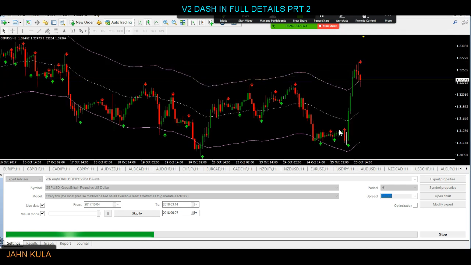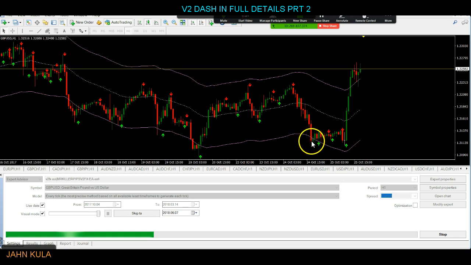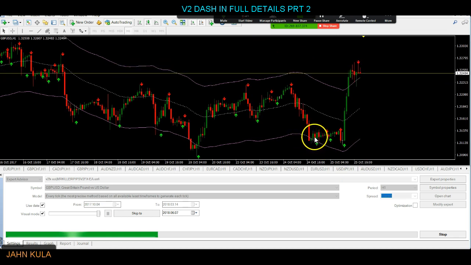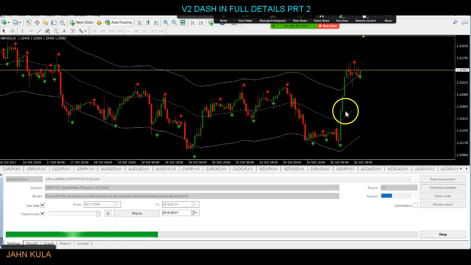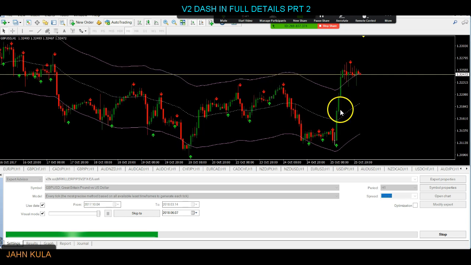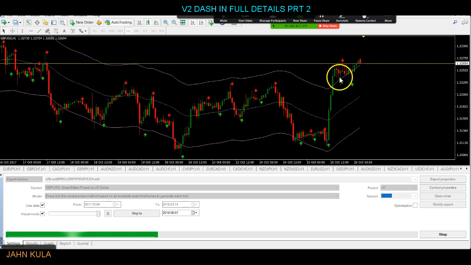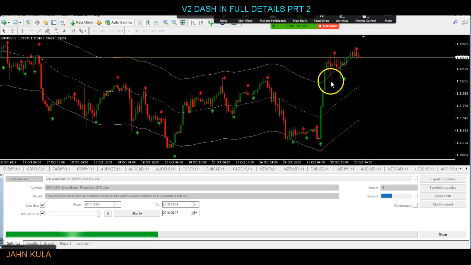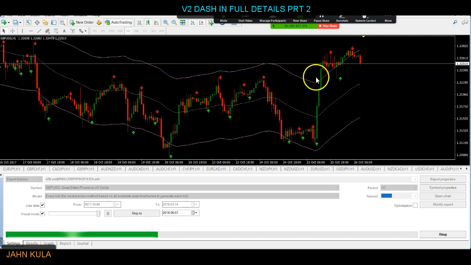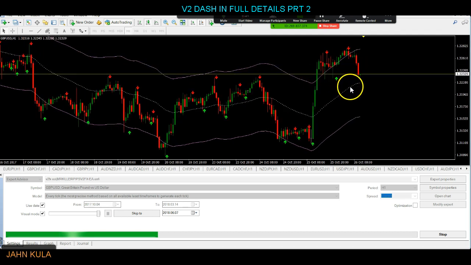Because you can see this one here, when you close below and you went above and opened above, so you take a buy trade there, and that will be a good part right here. Then you close it when it hits the top of the band. So it's a good number of pips there.